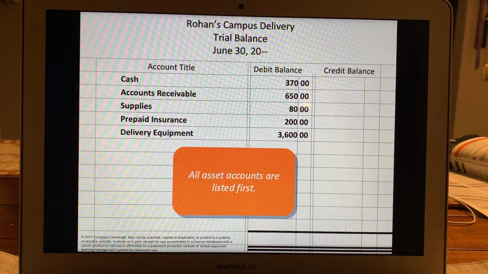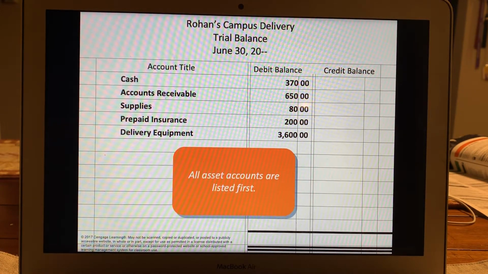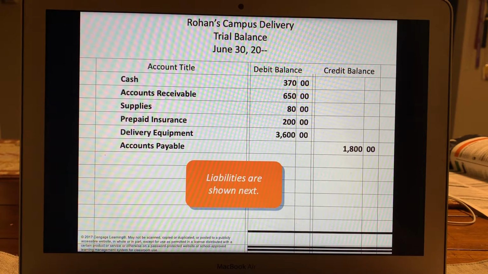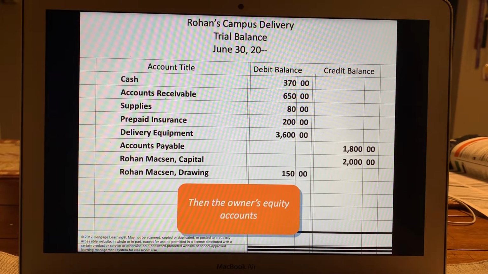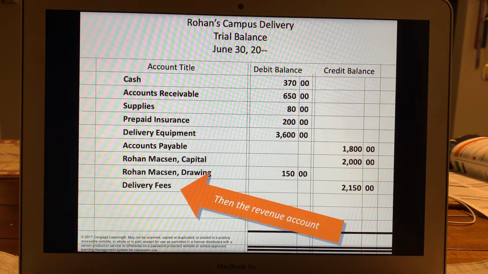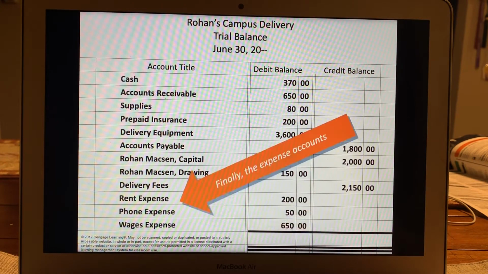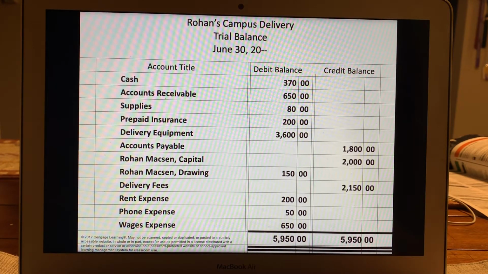Cash, $370, accounts receivable, $650, supplies, $800, prepaid insurance, $2,000, delivery equipment, $3,600. Accounts payable, remember we bought equipment on account. Our capital, we started with $2,000, and then we had a draw of $150. Then our delivery fees, that's the revenue we created. And then our expenses: rent expense, phone expense, wages expense. So $5,950 does equal $5,950, so our trial balance balances.